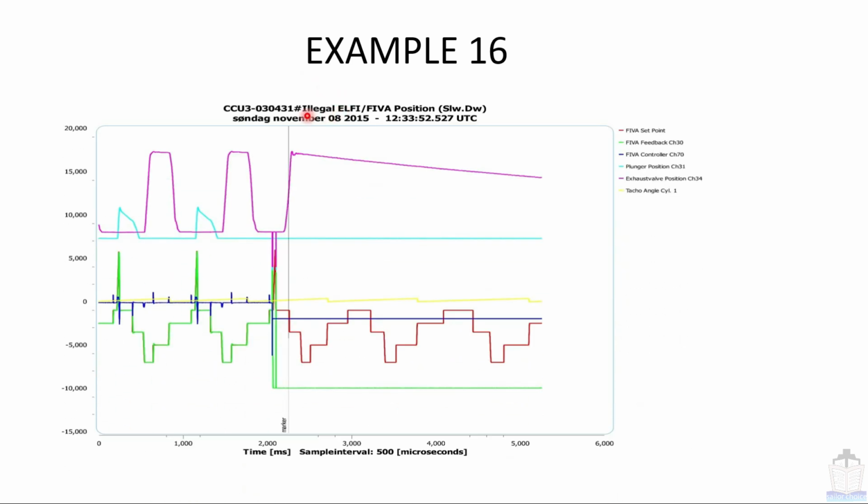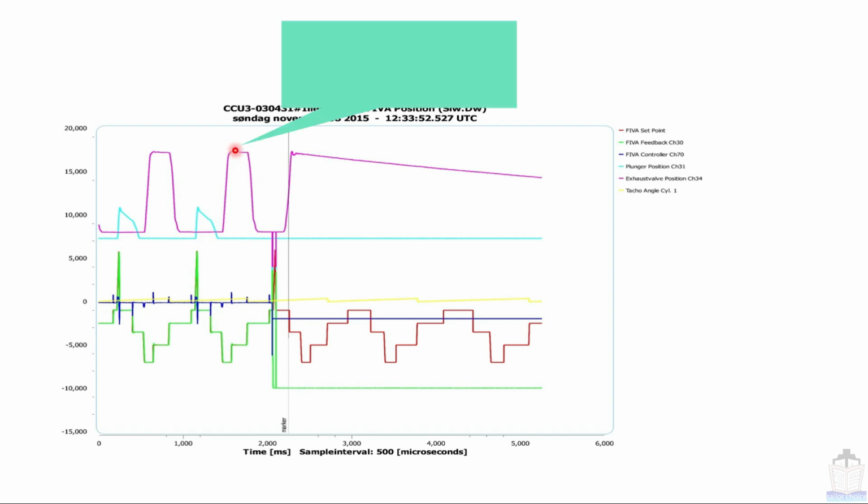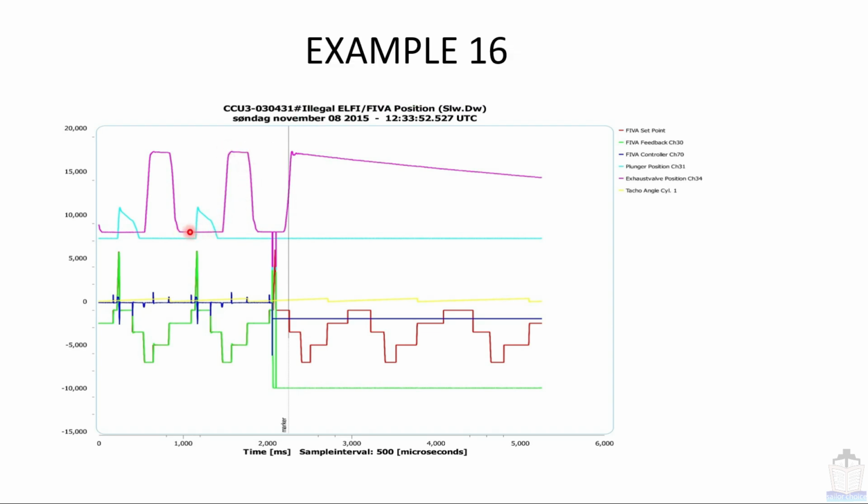Now next example is example number 16. Alarm is illegal LP FIBA position slowdown. This graph is also the same. FIBA is in fail-safe position. Now this is the marker line. So we just go before this marker line and we can see this is an unusual graph, because this part is showing that exhaust valve is open and this part is showing that exhaust valve is closed. But channel number 34 is sensing that exhaust valve is closed and it is moving up, which is not possible logically. So there must be something wrong with channel number 34.